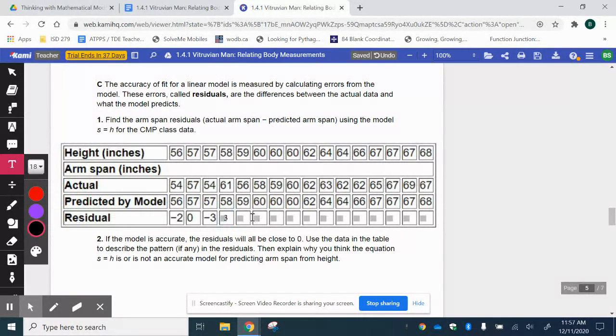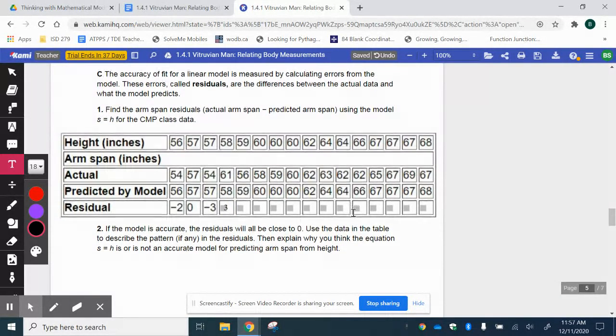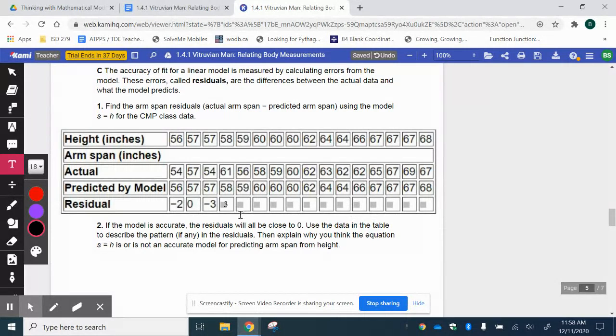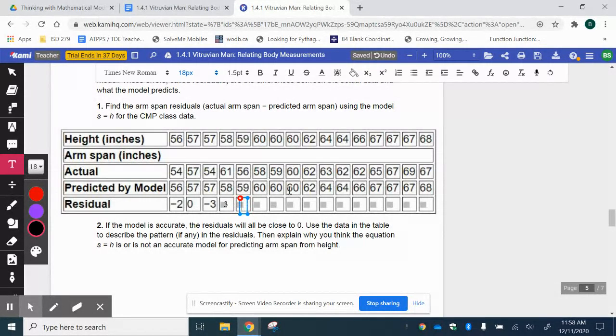So what you're going to do is fill in this table with the numbers that you get by subtracting the actual minus the predicted. Again, another one, 56 minus 59. Well, the 56 is the smaller one, so I know I'm going to get a negative number, and then 9 minus 6 is 3, so I get a -3. So fill in that bottom row of the table. Pause the video if you need to.